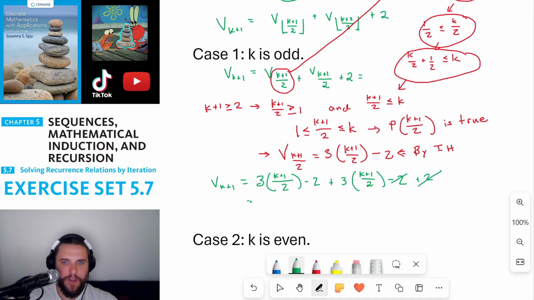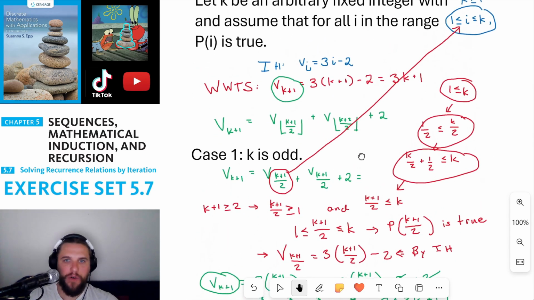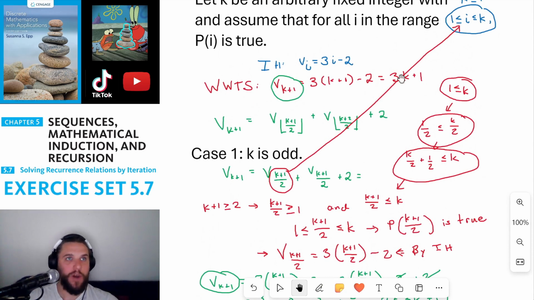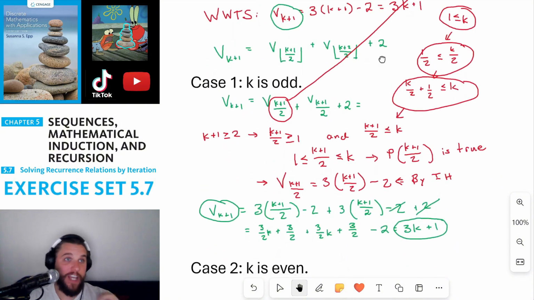These 2's cancel, and this simplifies to 3 halves k plus 3 halves, and then I'll leave this minus 2 to the end, and then another plus 3 halves k, and then plus another 3 halves, and minus 2, which simplifies to 3k. 3 halves plus 3 halves is 3, minus 2 is 1, plus 1. So v sub k plus 1 equals 3k plus 1, which is what we wanted to show. What we wanted to show is that v sub k plus 1 equals 3k plus 1. Perfect. So we've proven that this is true for case 1.